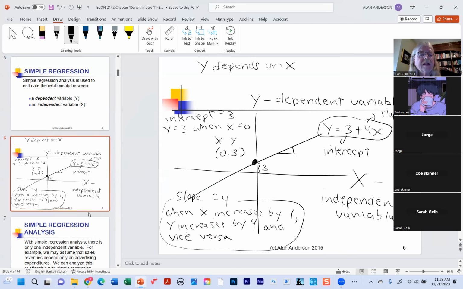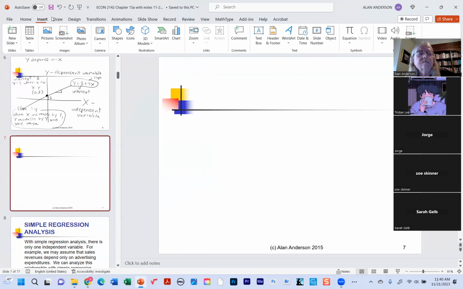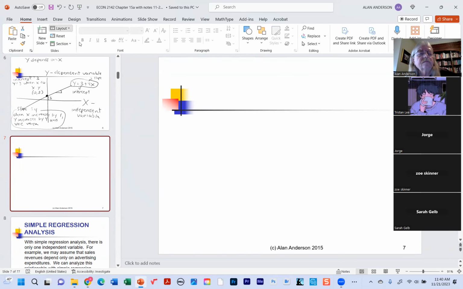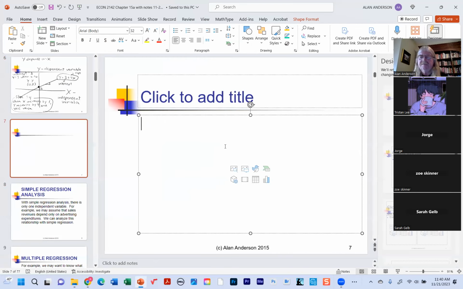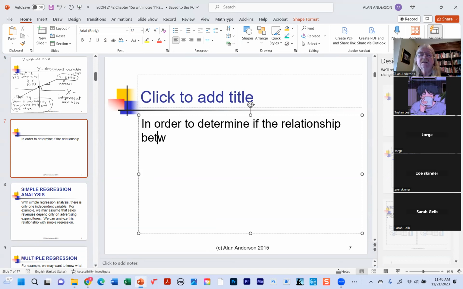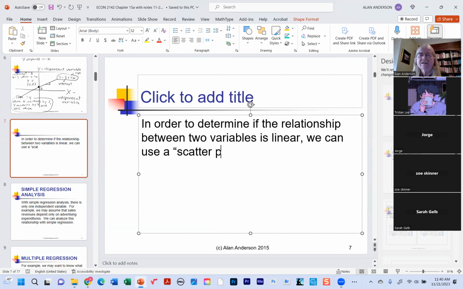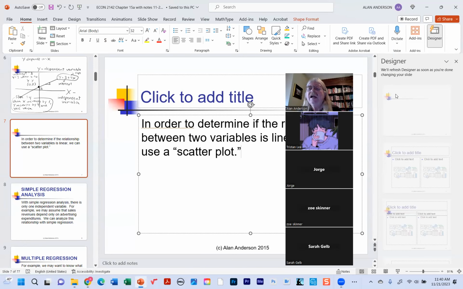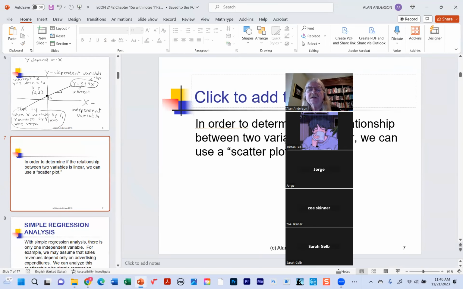And one way we can figure that out is to use a special type of graph, which you'll see in a second. I'm sure you've seen this before. In order to determine if the relationship between two variables is linear, you can use a scatter plot. Yes, the scatter plot. I'm sure you recognize that from your travels. And how does that work? All right, let's take a look.